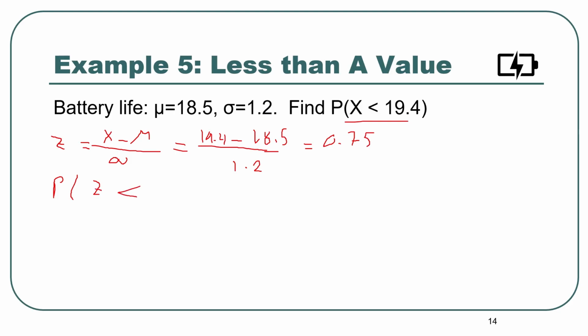Here I was left, so I will keep the sign, but just change that 19.4 to my standardized value, which is that one. Now, all we need to do is go ahead and look for the area that is associated with this 0.75.